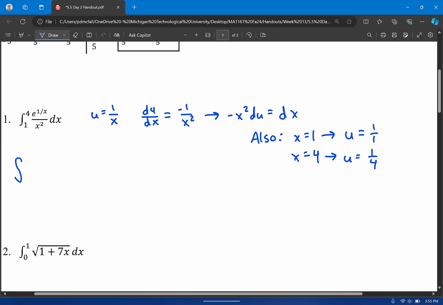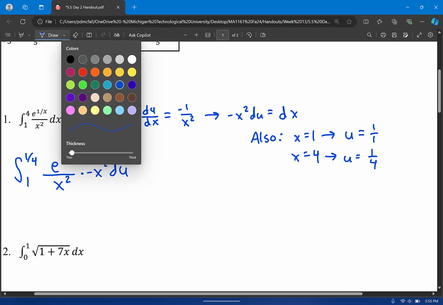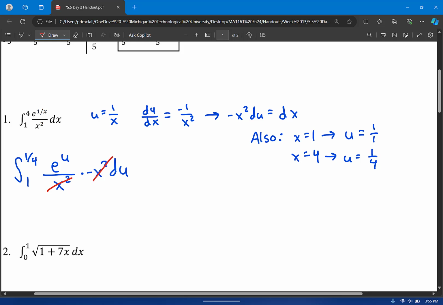So we can rewrite this integral, instead of from 1 to 4, from 1 to 1/4. And e to the 1 over x turns into e to the u, since 1 over x is u. We have divide by x squared still, and dx can also get replaced with negative x squared du. All right. Notice the x squareds cancel. So you can rewrite this integral as 1 to 1/4 e to the u. I'll put that negative sign out front.